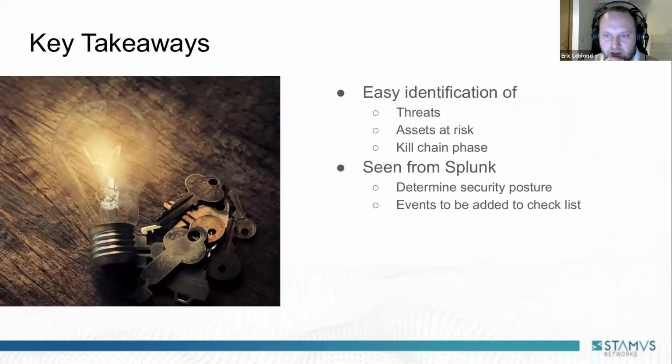So I did try to show you in this demonstration that, thanks to the Scirius threat radar data, it's really not easy to identify the threat, the asset at risk, and the kill chain phase. From Splunk, you can easily determine the security posture through the Stamus Networks app for Splunk and the Scirius threat radar data. If ever you have a serious threat radar event on your network, you had better look at it. In a lot of cases, this is really a real threat, and you need to check it.